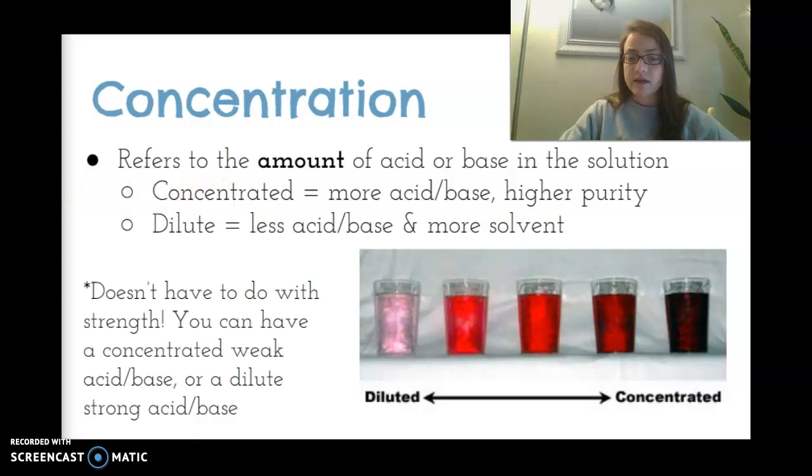Concentrated means there's more of something, so more of the acid or base, or it could mean like higher purity of the acid or base. So if you're mixing with water, you're going to have much more of the acid or base than water. And dilute would mean less acid and base and more solvent. And I want to point out that this doesn't have to do with the strength of the acid or base. You could have a concentrated weak acid or a dilute strong acid. So it just depends on how much you're diluting it with your solvent.